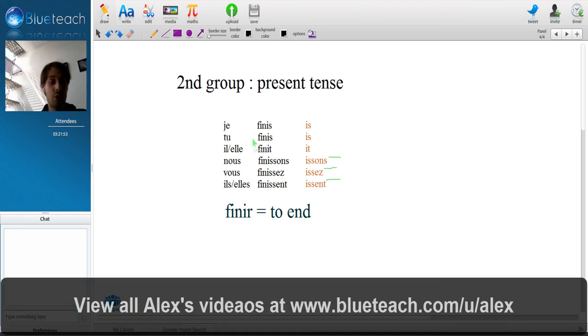So now that you know how to conjugate finir, which means to end, you know how to conjugate any verb of the second group.